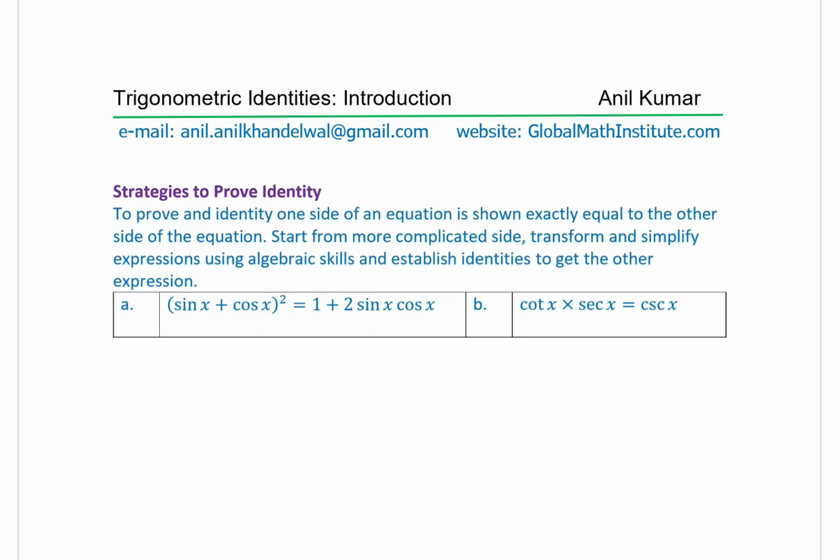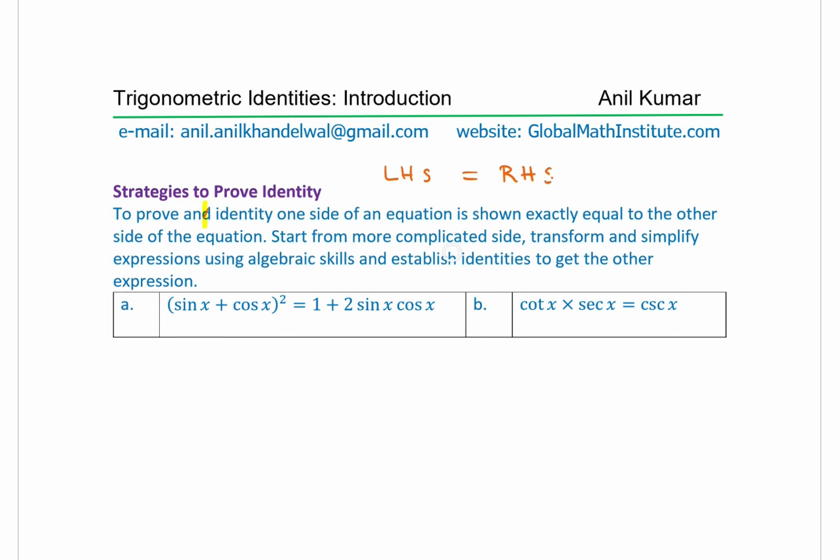Now, let us look into strategies to prove identities. We have actually seen this strategy while proving the identities themselves. Here is a statement which summarizes the whole thing. It says, to prove an identity, one side of an equation is shown to be exactly equal to the other side of the equation, right? So to prove an identity, the left-hand side should be equal to the right-hand side.